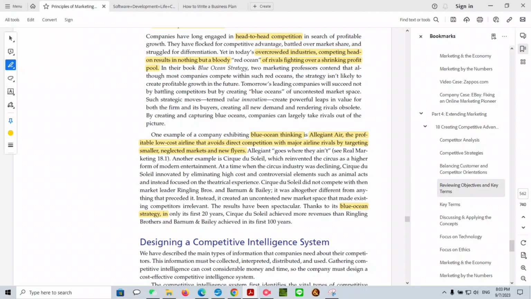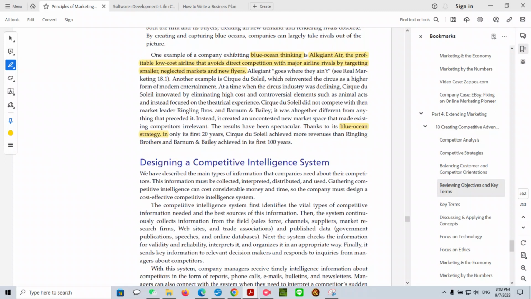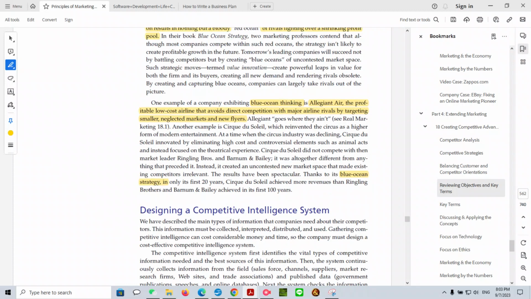So the idea is you target something different than your competition, and you target it in a place where there's not as much competition.